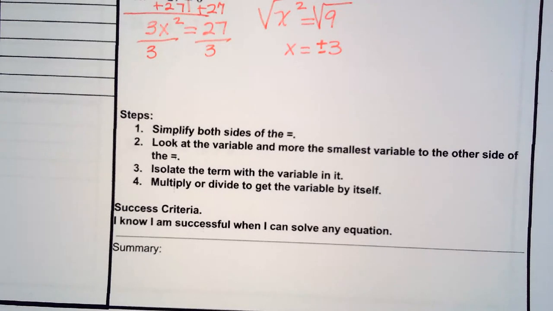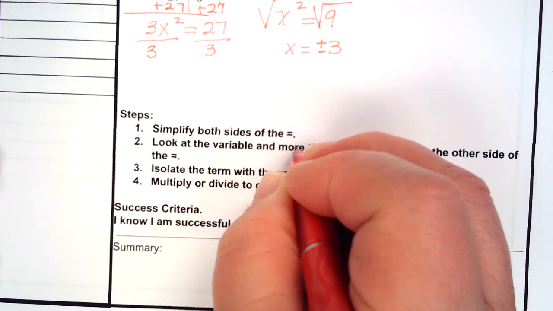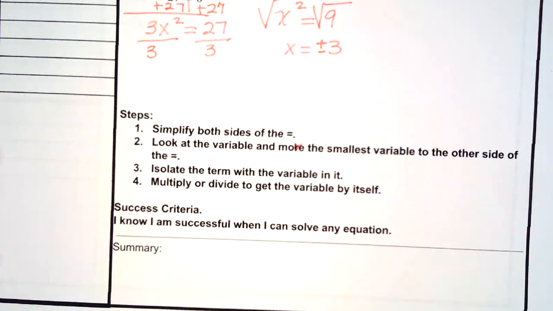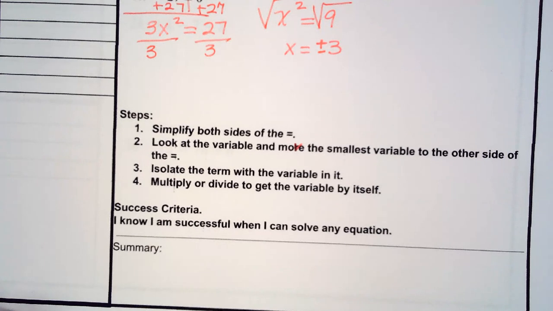You're going to simplify both sides of your equal sign. Look at the variable and move the smaller variable to the other side of the equal sign. Isolate the term with a variable in it. Multiply or divide to get the variable by itself, and then you end up square rooting if it's a square root. So, this is solving equations.